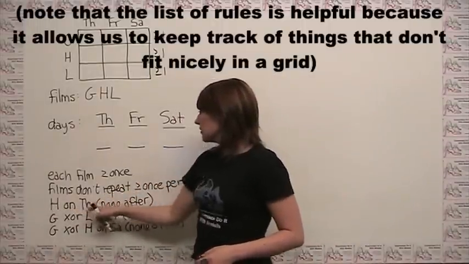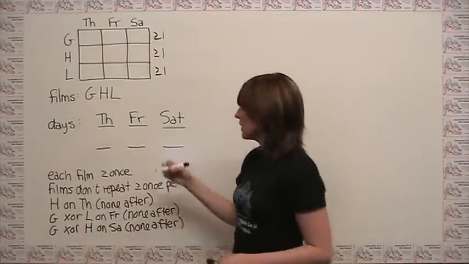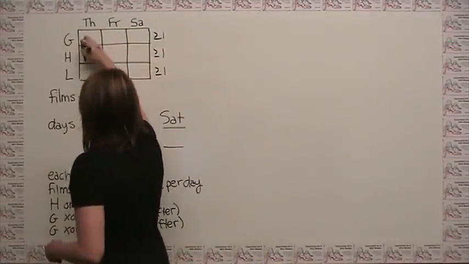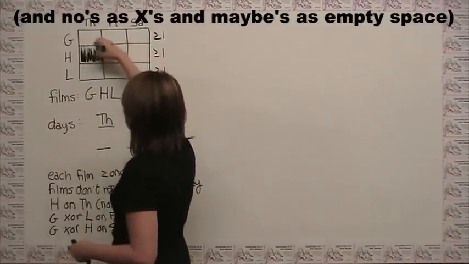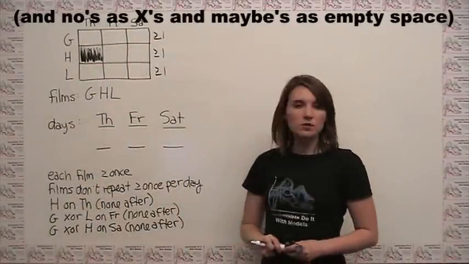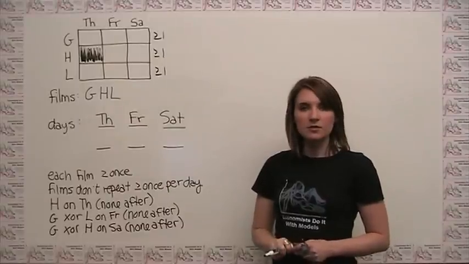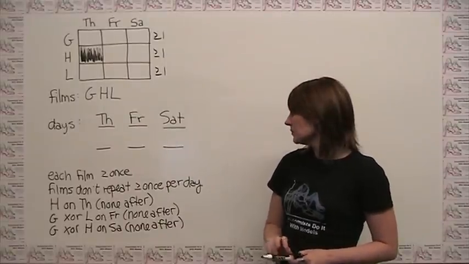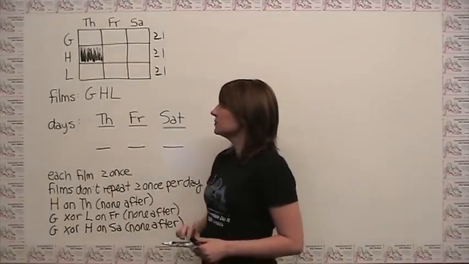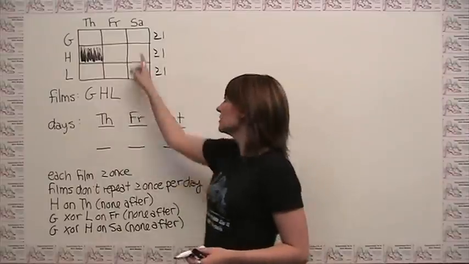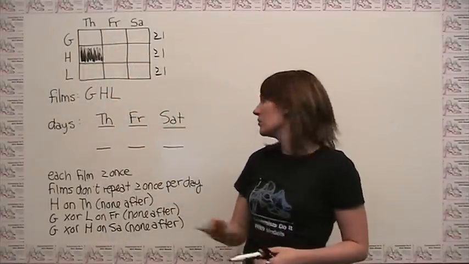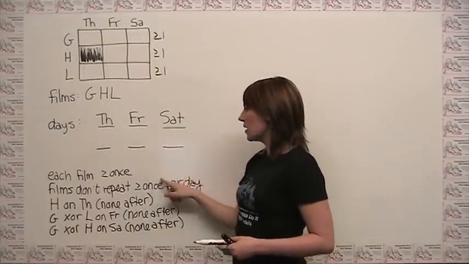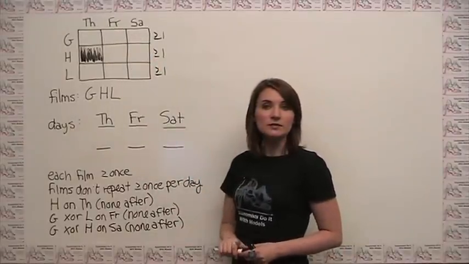We have H on Thursday. We said before that we want to represent yeses as just filled in boxes. So we can just put a yes like so for Thursday. None after. Well, not really sure how to represent that here. So we'll just leave it blank for now, and remember that we can use this setup as well as the explicit list of rules here.